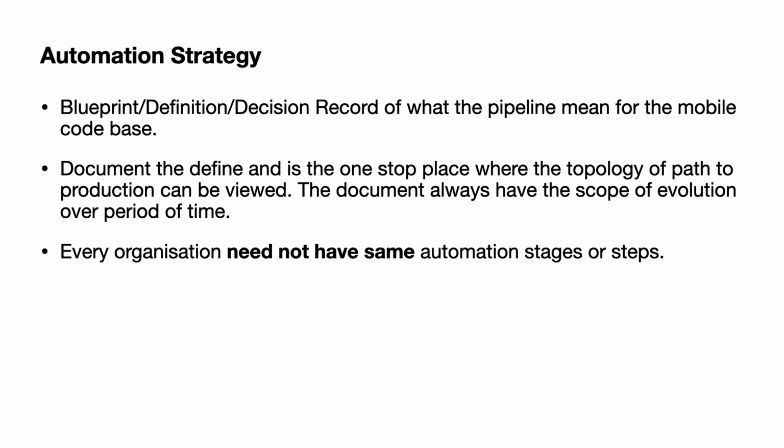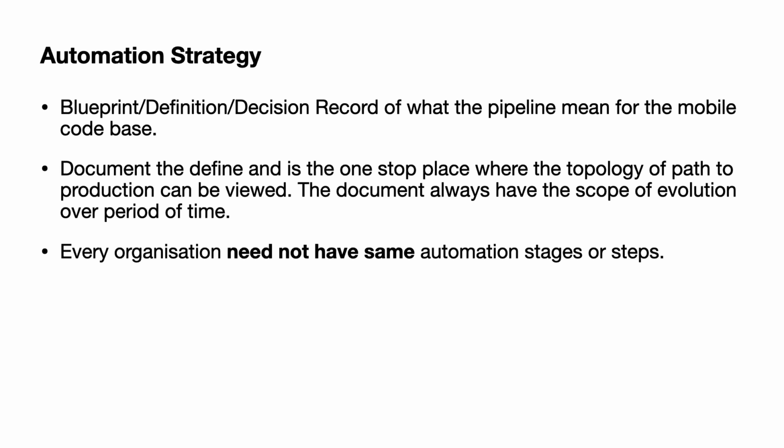Let's start with automation strategy. Automation strategy can be seen from two perspectives. It is a thought process, or the idea of what pipeline means for the mobile code base. The other aspect is that it has a document where one can view the topology of the path to production. Over a period of time, this document evolves and matures.